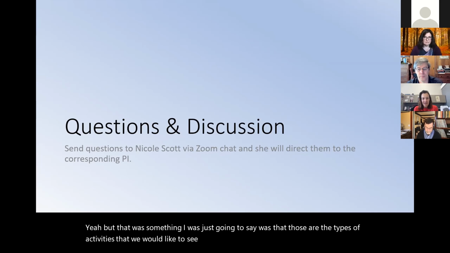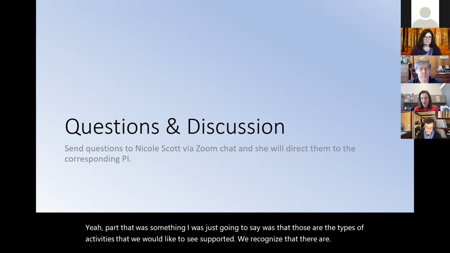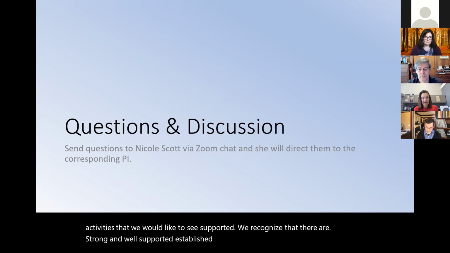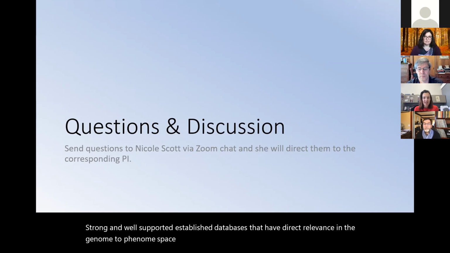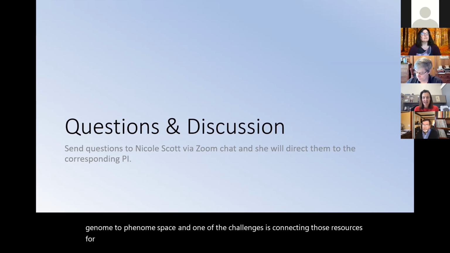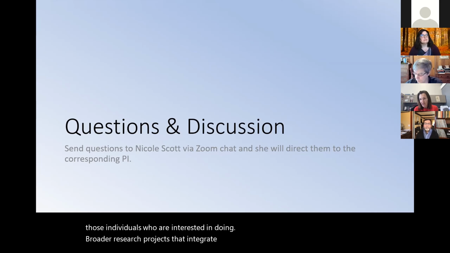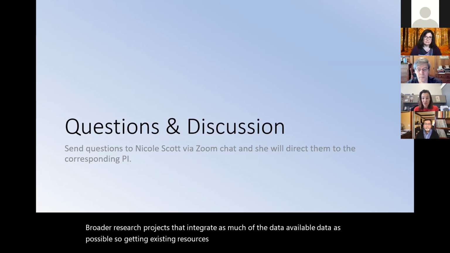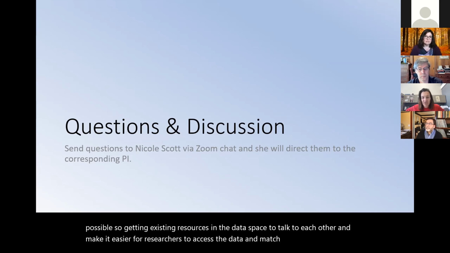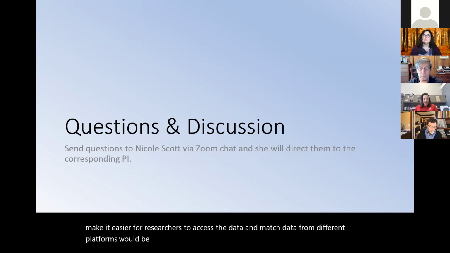We recognize that there are strong and well-supported established databases that have direct relevance in the genome to phenome space. And one of the challenges is connecting those resources for those individuals who are interested in doing broader research projects that integrate as much of the available data as possible. So getting existing resources in the data space to talk to each other and make it easier for researchers to access the data and match data from different platforms would be a great idea for a seed grant project.